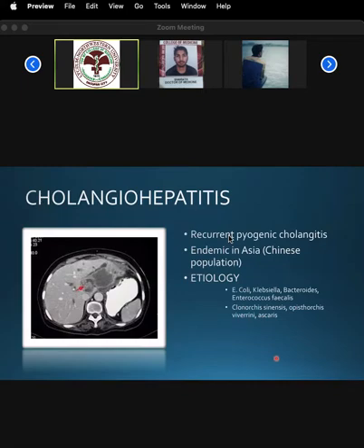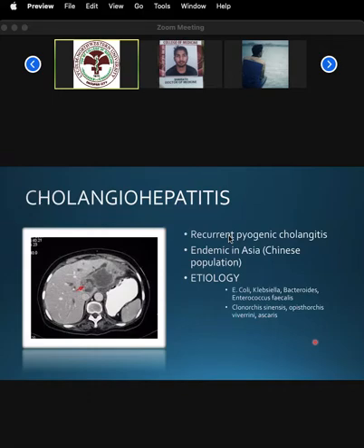You may also encounter recurrent pyogenic cholangitis. This is usually endemic in Asia, affecting mostly the Chinese population. Etiology includes E. coli, Klebsiella, Bacteroides fragilis, Enterococcus faecalis. Okay. You may also encounter Clonorchis sinensis, Opisthorchis viverrini, and Ascaris.